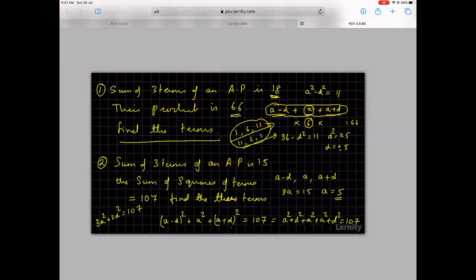Now A is 5, so A squared is 25. 3 times that is 75. So when you take it to that side, it becomes 32. When you divide it by 2, it becomes 16. So you will see D squared is equal to 16. So D is equal to plus minus 4. So plus minus 4 means the terms are 1, 5 and 9. Yeah, so the terms are 1, 5 and 9. Okay, so these are the three terms of the AP.